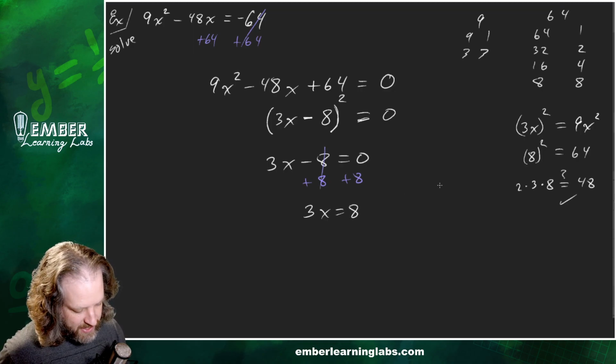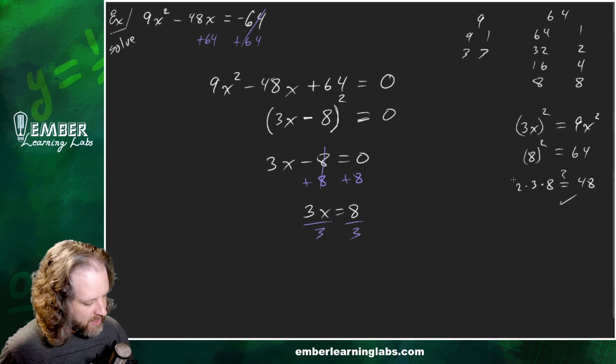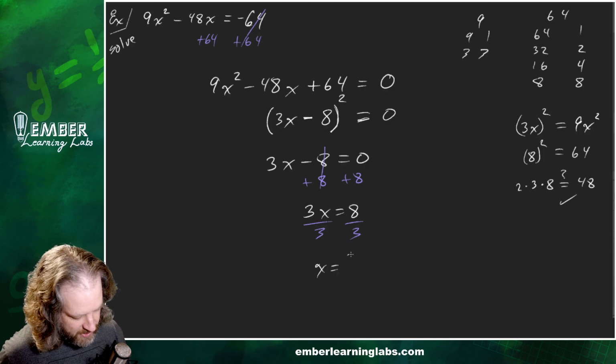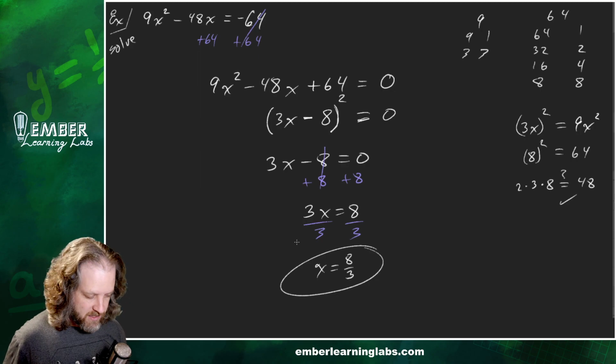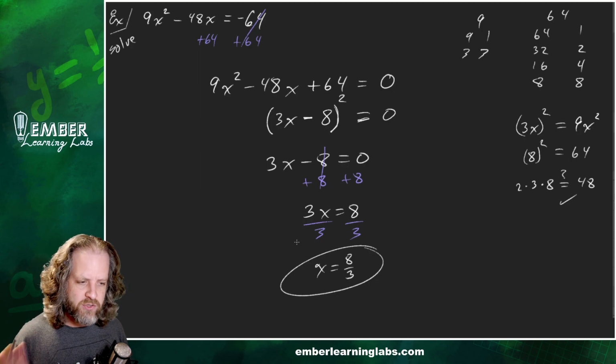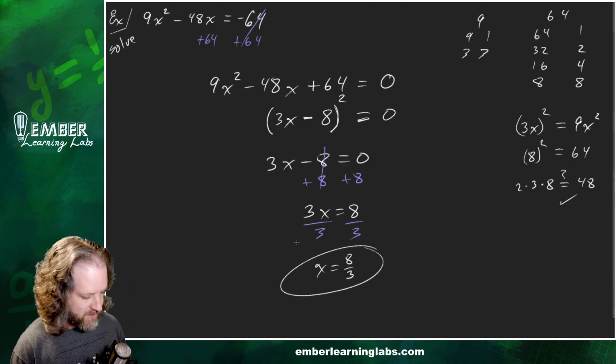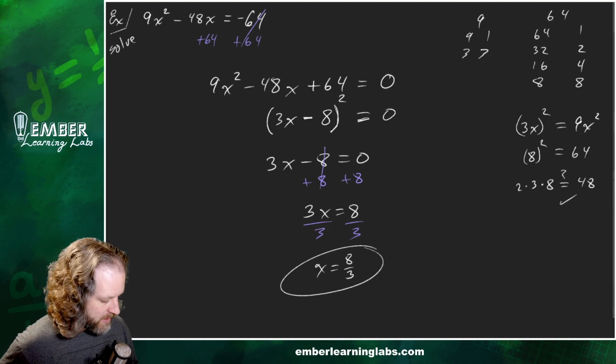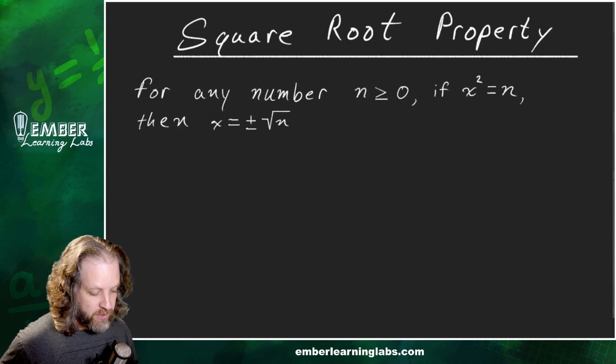3x equals 8. And then we can divide by 3, and we end up with x equals 8/3. That's nice. So watch for that. Watch for the little tricks and shortcuts and ways of making your life easier. Wonderful, happy day. Okay, so let's look at this next thing.